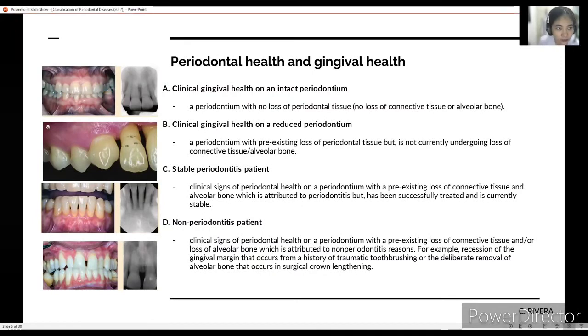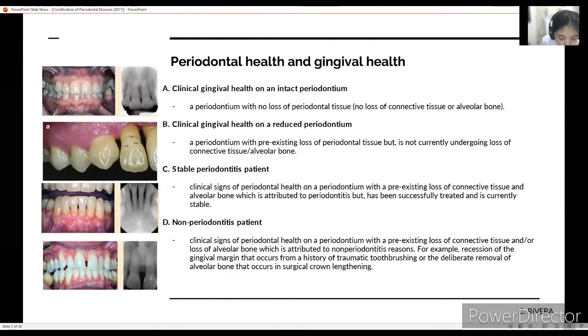So the next one is the non-periodontitis patient. These are clinical signs of periodontal health on a periodontium with a pre-existing loss of connective tissue and or loss of alveolar bone which is attributed to non-periodontitis reasons. As an example, recession of the gingival margin that occurs from a history of traumatic tooth brushing, or the deliberate removal of alveolar bone that occurs in surgical crown lengthening.